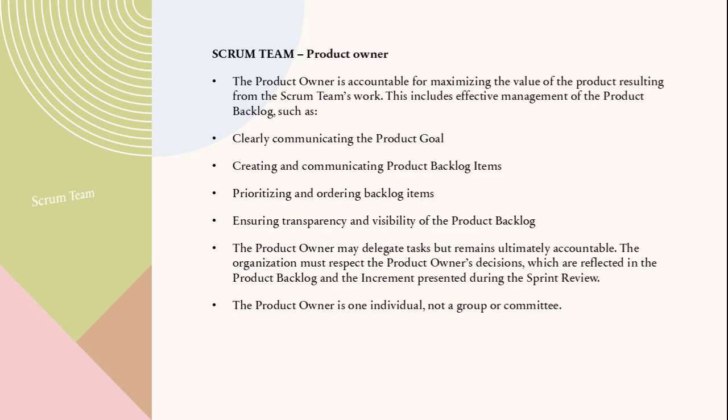The product owner is accountable for maximizing product value and acts as the chief strategist for the product vision. Their responsibilities include communicating the product goal, creating and sharing product backlog items, prioritizing and ordering backlog items, ensuring transparency of the product backlog. The product owner is a single individual, not a committee, providing clear decision-making trusted by the organization and reflected in the backlog and increment.